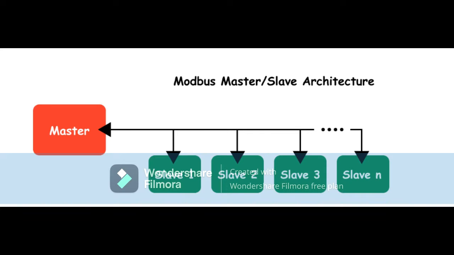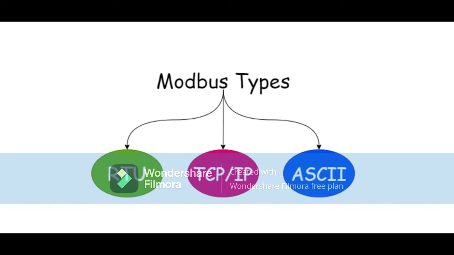The Modbus protocol is an open source protocol. Depending on the protocol used to transfer the data between master and slave, there are different types. There is Modbus RTU, where they use the RS-232 or RS-485 protocol to exchange the data. The second one is TCP/IP, where, as the name indicates, the TCP/IP protocol is used for data exchange between master and slave. And the third one is ASCII, where the data exchange is in ASCII format.